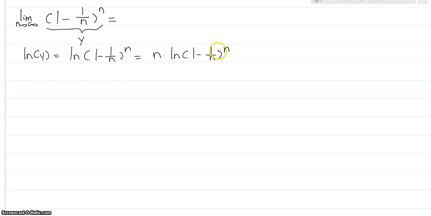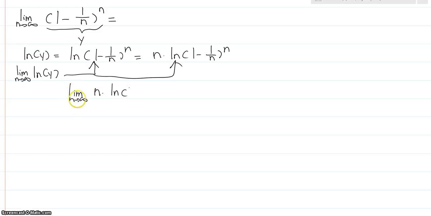So in this case, instead of finding the limit as n approaches infinity of y, I'm going to find the limit as n approaches infinity of ln of y, which is the limit as n approaches infinity of this. So now you're trying to find the limit as n approaches infinity of n times ln of 1 minus 1 over n.